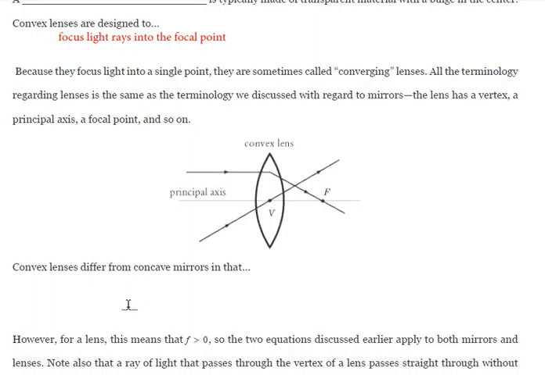So one new thing that we're running into with convex lenses and how they're different from concave mirrors is that if we had an object on the left side, for a mirror, the focal point was also on the left side. But for a lens, it's actually on the opposite side. The focal point is on the opposite side of the lens.